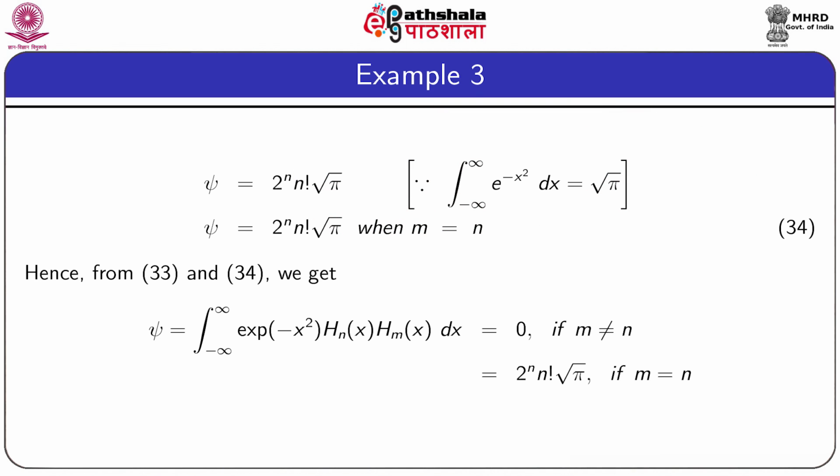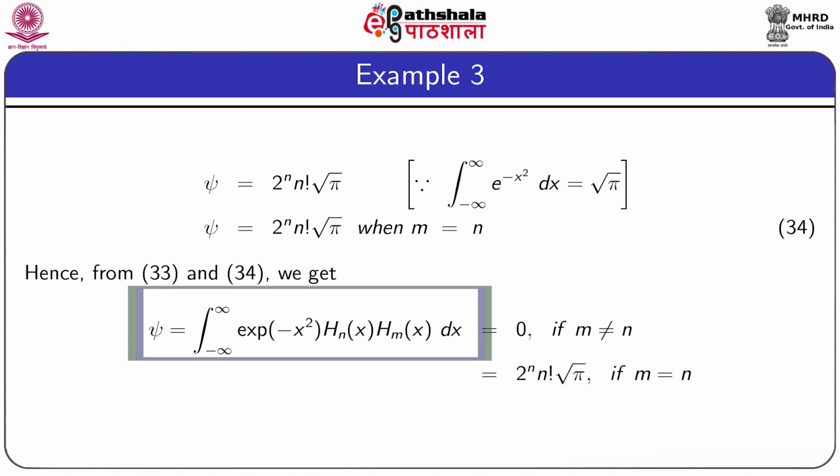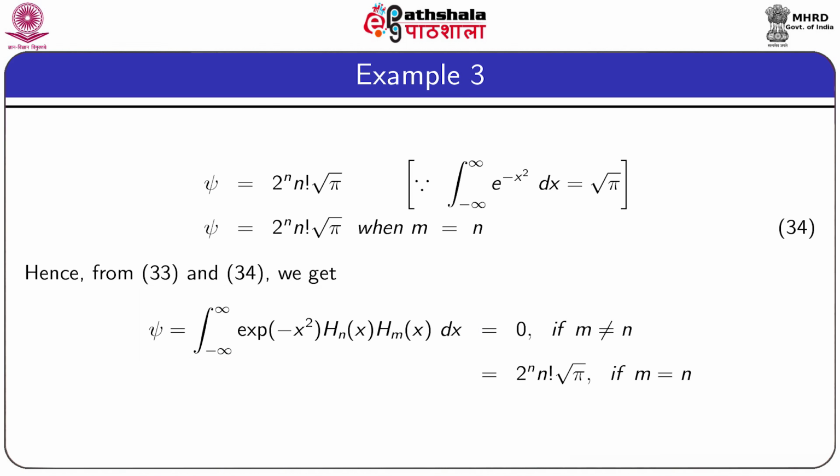And hence, from equation 33 and equation 34, we conclude that psi, the integral from minus infinity to plus infinity of e to the power minus x square H_n(x) H_m(x) dx, is equal to 0 if m not equal to n, and is equal to 2 to the power n into n factorial into root pi if m is equal to n.